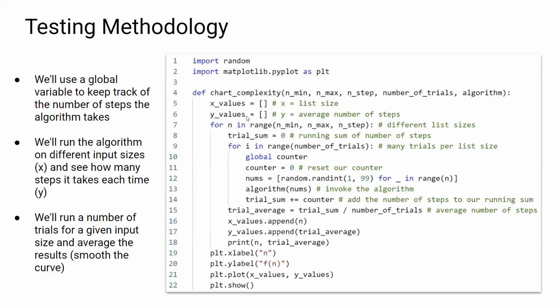So you can see here we've got some X and Y values. We're looping over our different list sizes, and then this whole inner loop is where we run a bunch of trials. Say we run 10 trials for a list size of length 5. For each of those trials, we generate a list with the list comprehension, we invoke our algorithm, and then we sum up the number of steps that algorithm took to solve that particular list. Then we calculate the average, and add our X and Y values to our chart.